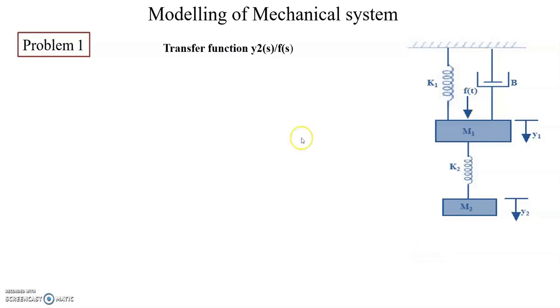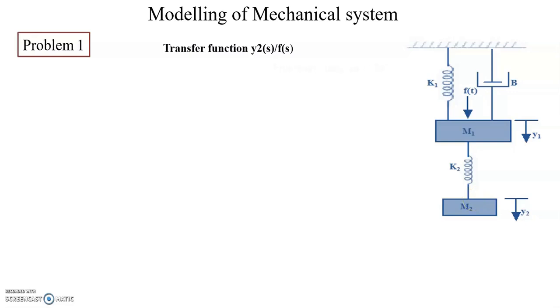So here, first, you identify the input and output variables. What are the input variables here? f of t is the input, and the output is y2 of t. So you take the Laplace transform for this. Our aim is to find the transfer function, y2 of s by f of s.